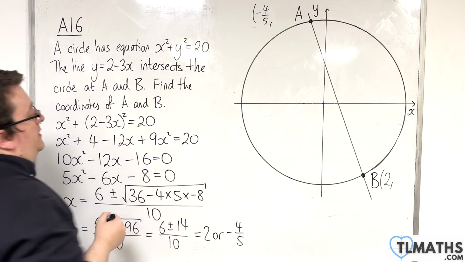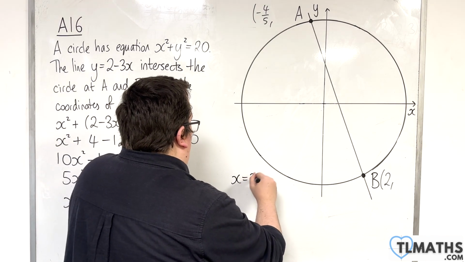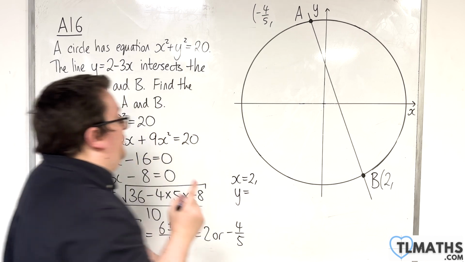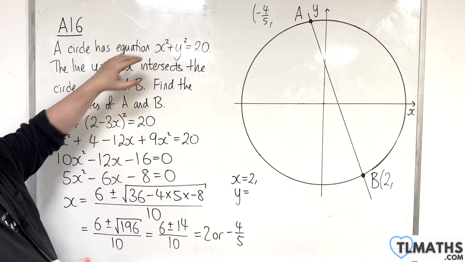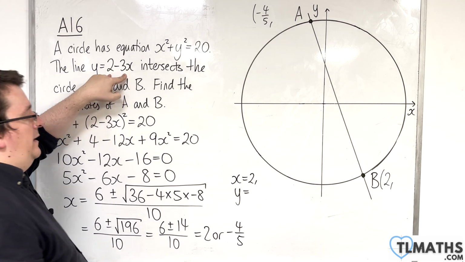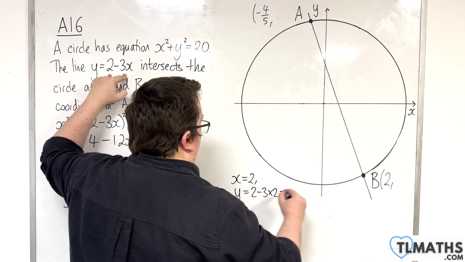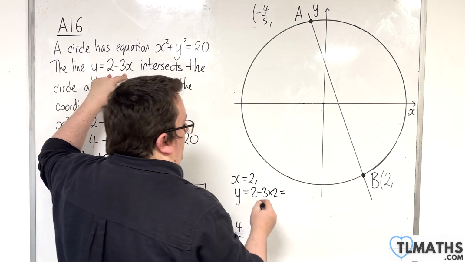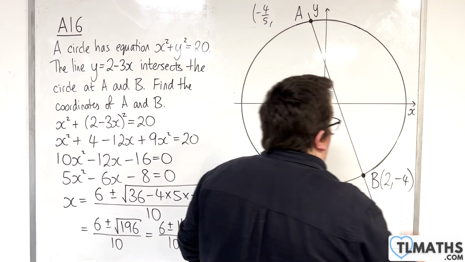So now we need to work out the y values. So when x is 2, we need to substitute that into either of these two equations to work out y. This one's definitely going to be easiest. So 2 take away 3 lots of x. So 2 take away 3 lots of 2. So 2 take away 6 is -4. So -4 goes in there.